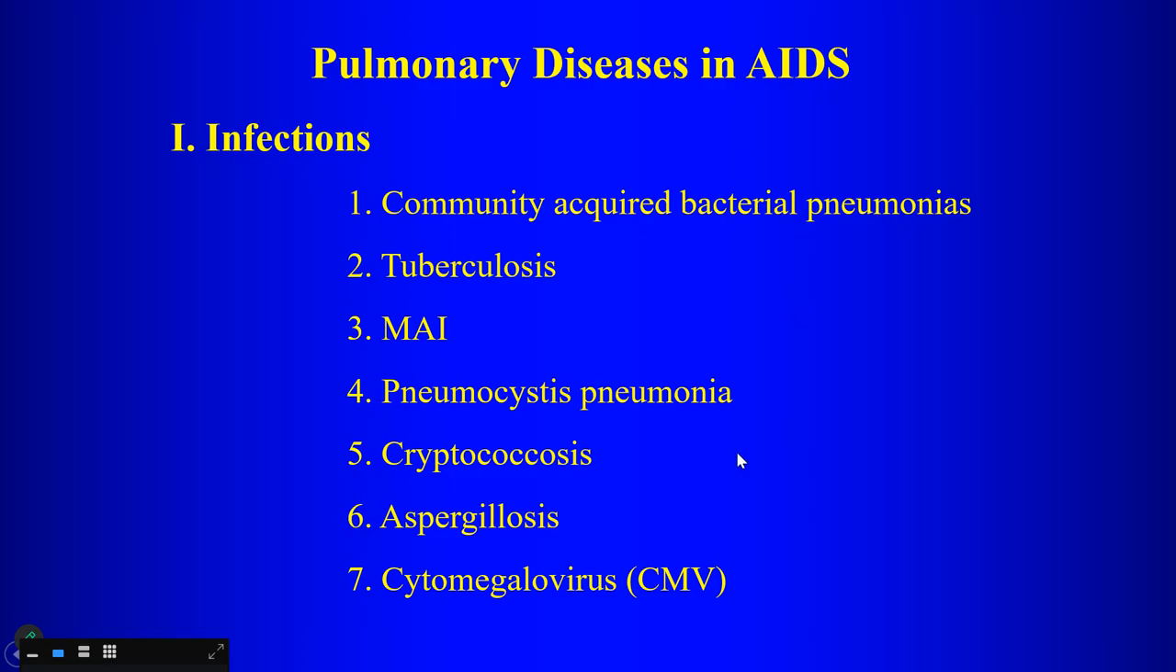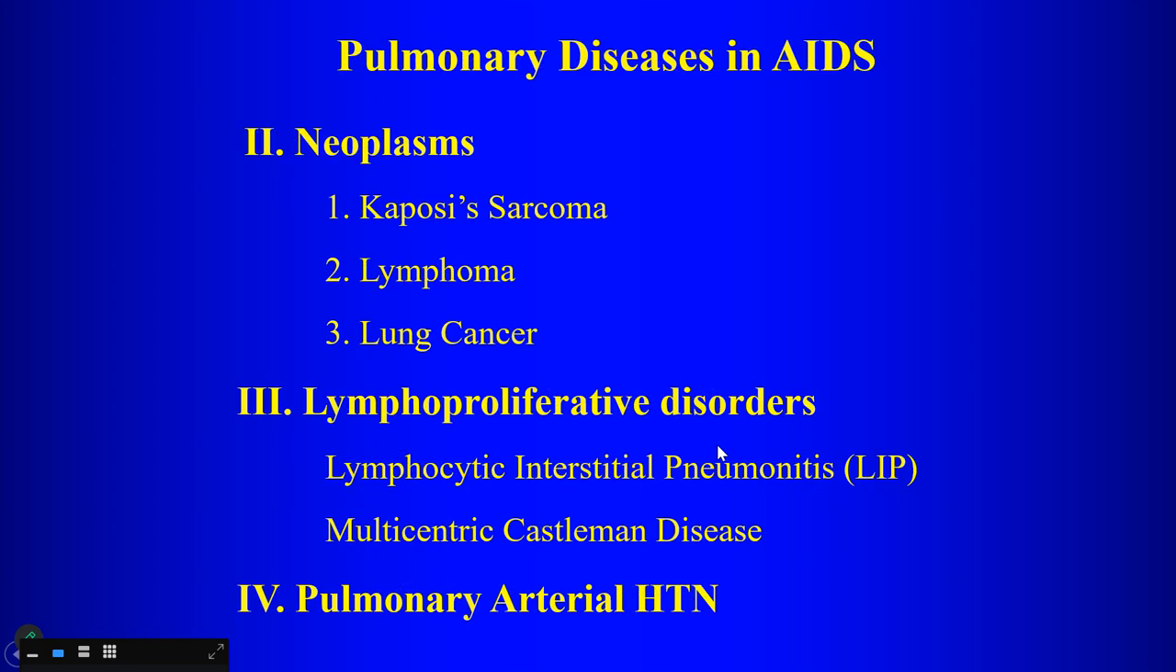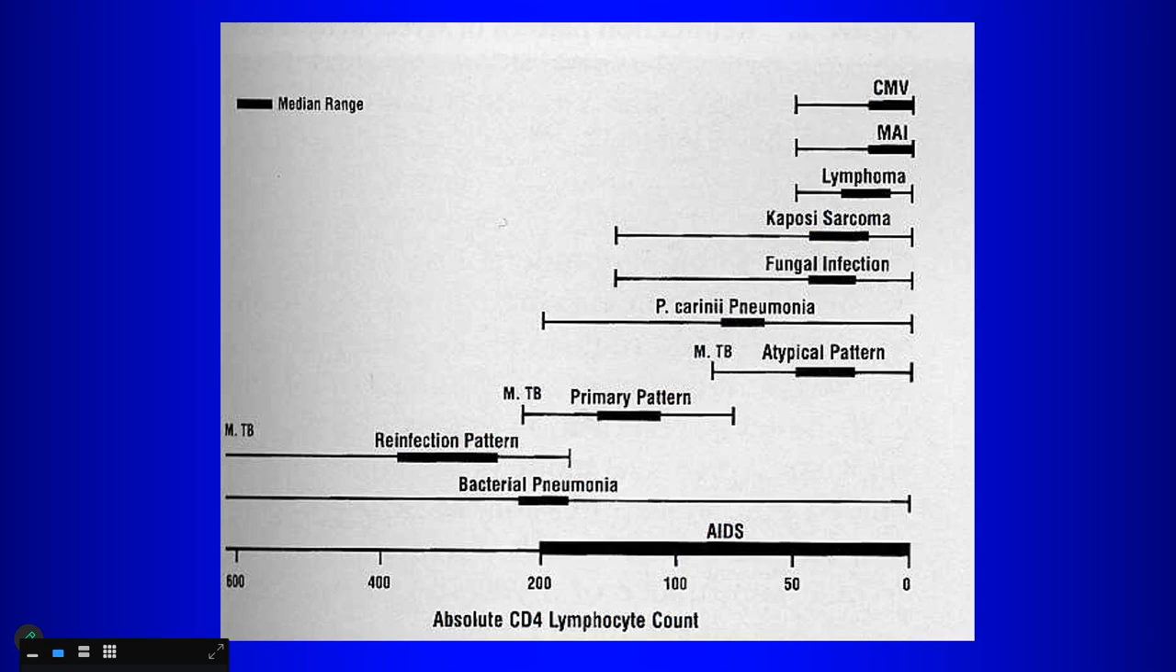So there are various infections that we need to think about in patients who are HIV positive. All right, so we'll talk about some of these and what their manifestations are. Neoplasms also to consider, and then lymphoproliferative disorders, and sometimes even pulmonary hypertension can occur in these patients.